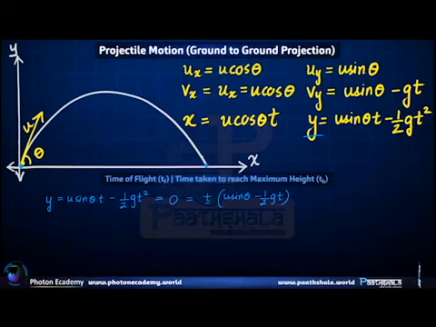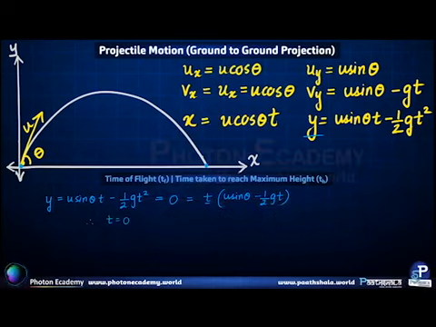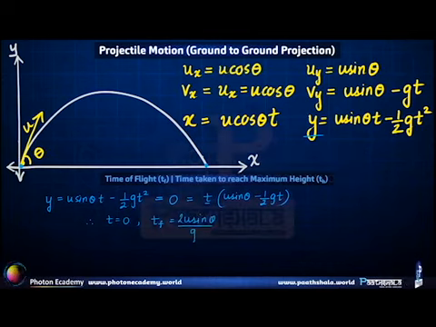So physically this t can be 0, or the bracket u sine theta minus half gt can be 0. Therefore you get t equal to 0 as one possible answer, which corresponds to the start of the motion, and tf, the time of flight, corresponds to u sine theta into 2 upon g. If you put this bracket as 0, then you get u sine theta is equal to half gt, and then multiplying by 2 and dividing by g, you get the time of flight equal to 2u sine theta by g.